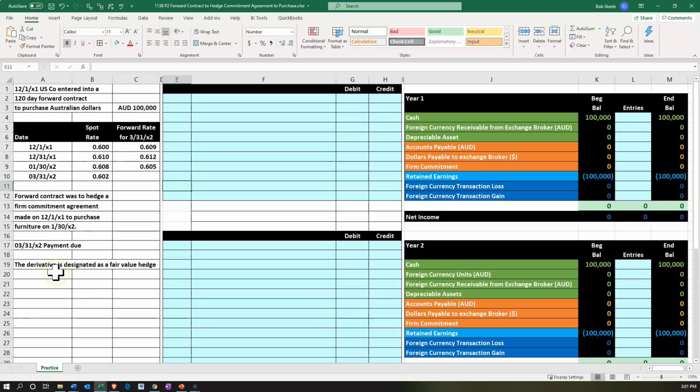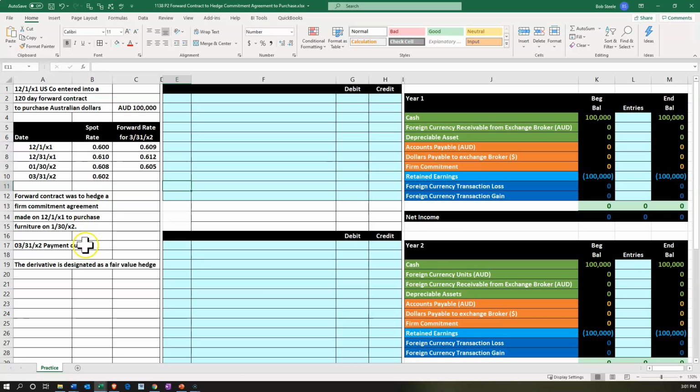So the derivative is designated as a fair value hedge. Let's think about that one more time. We have a commitment with a company in Australia to purchase furniture. We made the commitment, basically a contract, a promise to pay, on 12/1/X1. But we're not actually going to purchase the furniture until January of next year, and we're not actually going to pay for it until March 31st of the next year as well. When we do pay for it, we'll be paying with 100,000 Australian dollars.